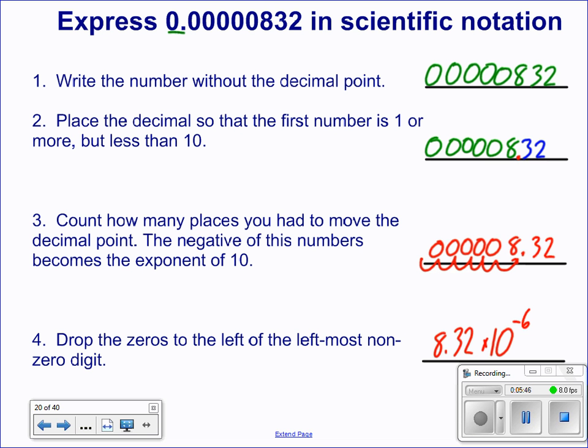When I move that decimal forward, I get a positive power. If I'm moving it backwards here, I'm getting a negative power, a negative exponent. Okay. We will do some work with these in class tomorrow.